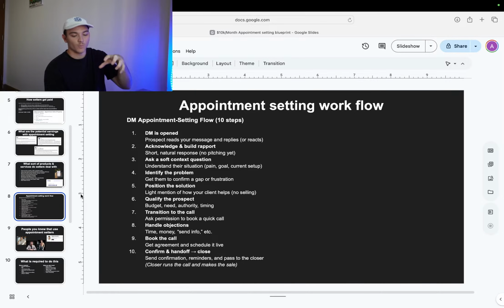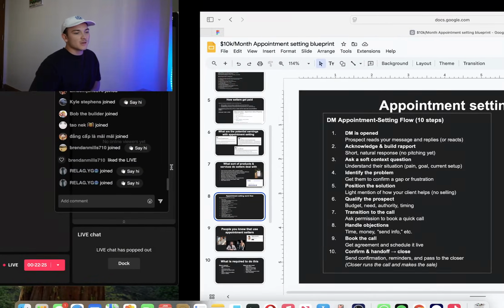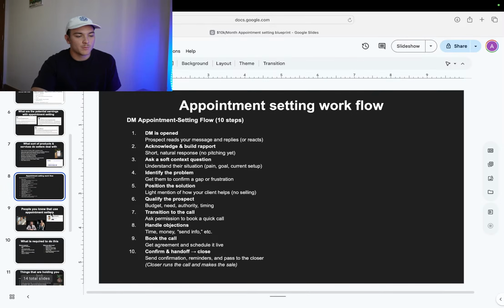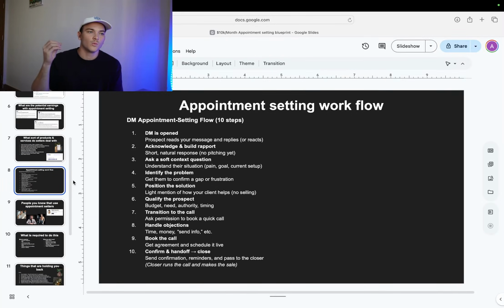So this is why appointment setting is so important and why it will never really get replaced, because you have link in bio, you have all these opt-in pages and everything, but nothing beats talking to an actual human, right? Then you've got to transition to the call and book them in, handle the objections, book the call, confirm and hand off. So it's just that smooth process that comes through, but most importantly, understanding what they need, okay? And if you can actually help them.